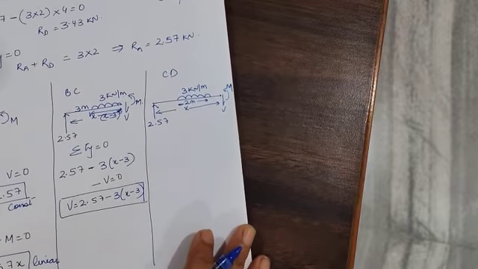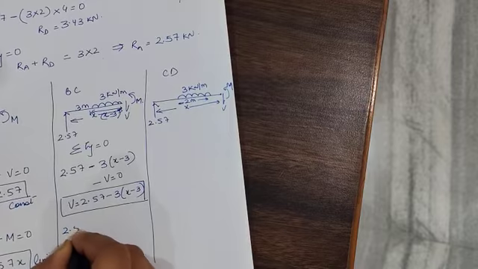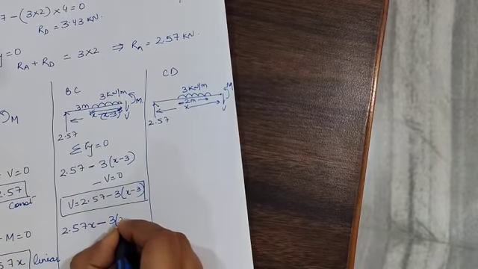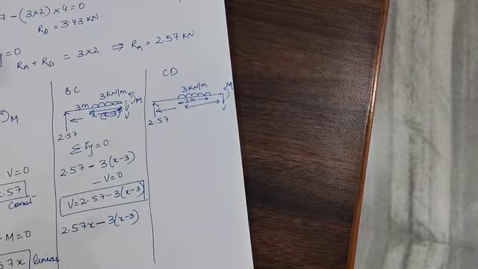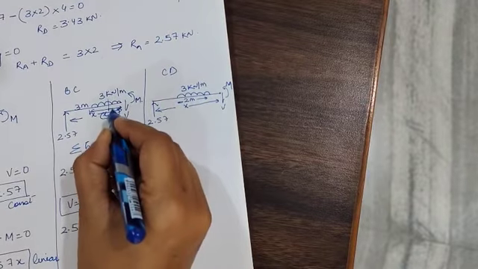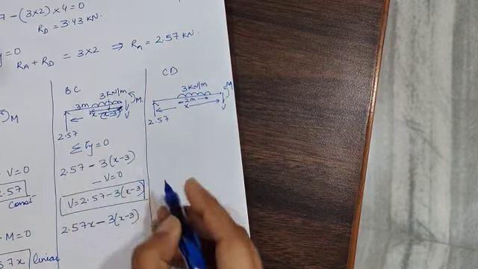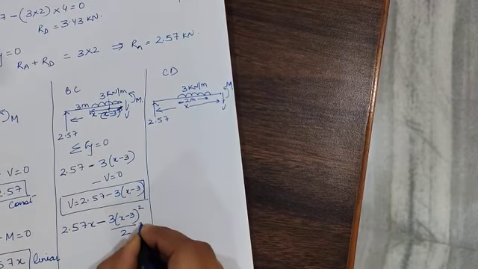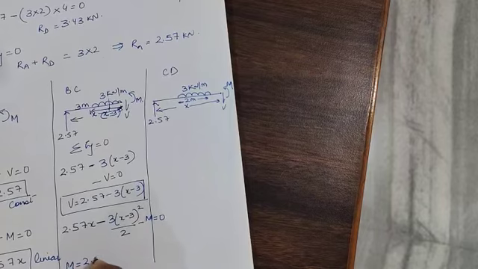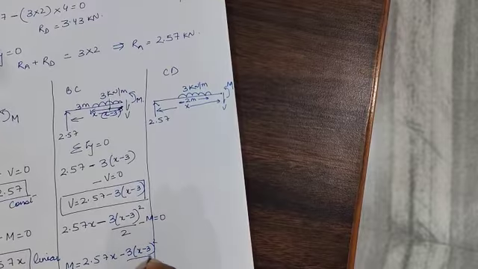Similarly, we can write down the moment equation at this point equal to 0. So moment will be 2.57x minus 3 into x minus 3, where 3 into x minus 3 is the load. So it will be acting at the CG. So what will be the distance from the right hand side? x minus 3 by 2. So it means this is square divided by 2 minus M equal to 0. Your M becomes 2.57x minus 3 into (x minus 3) square divided by 2.